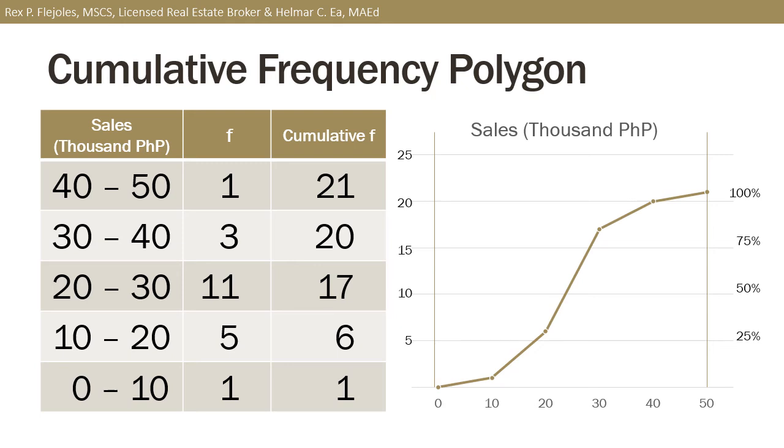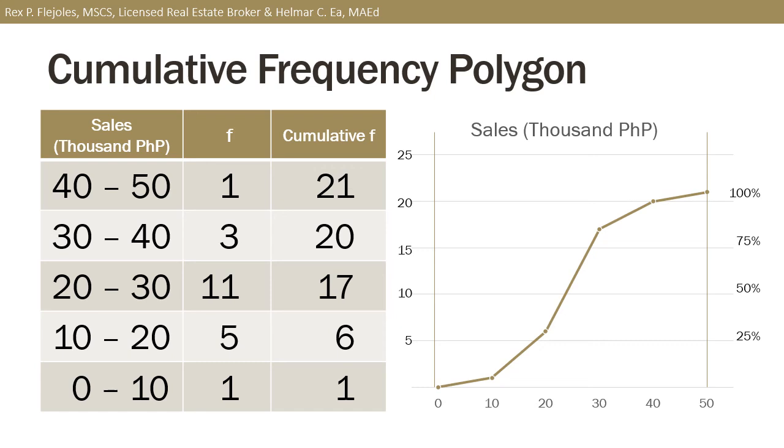That is, there is one observation in 0 to 10,000 pesos class. The cumulative frequency is 1 because this is the initial class. There are 5 observations in 10 to 20,000 pesos class. The cumulative frequency is 1 based on the previous class, plus 5 in the current class, which is equal to 6. There are 11 observations in 20 to 30,000 pesos class. The cumulative frequency is 6 based on the previous class, plus 11 in the current class, which is equal to 17.